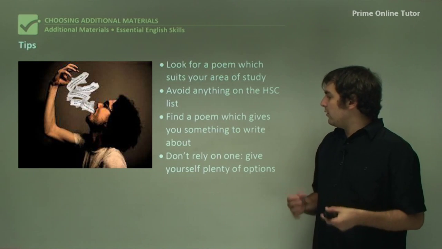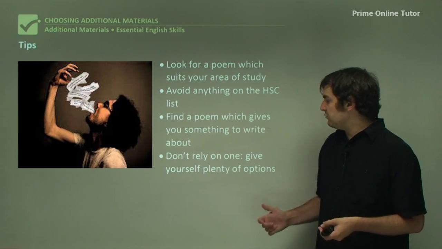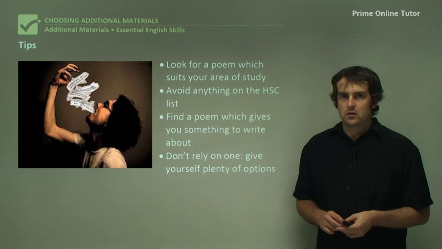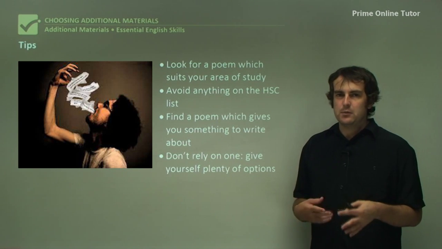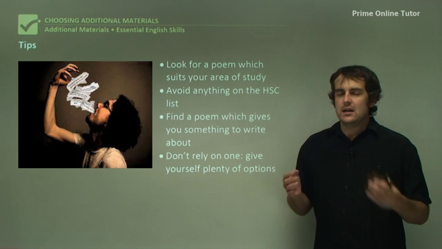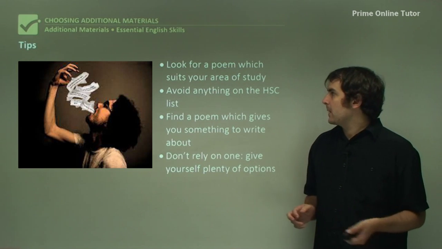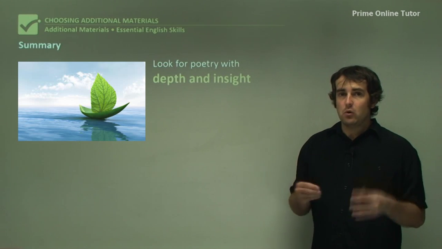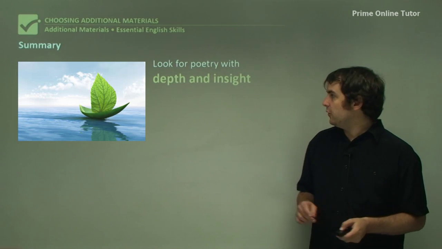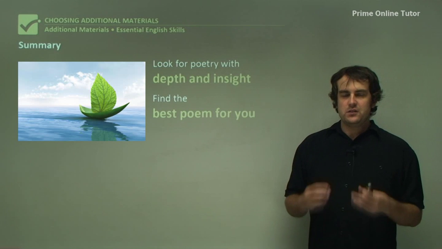And finally, don't rely on one. Give yourself plenty of options that you can use. So basically, don't just go, oh, well, I've chosen that one, I'm happy with it. Choose a couple of different poems and then settle on one a bit later. Okay, so in summary, look for poetry with depth and insight. That's always your priority for poems you should be looking for. Find the best poem for you.